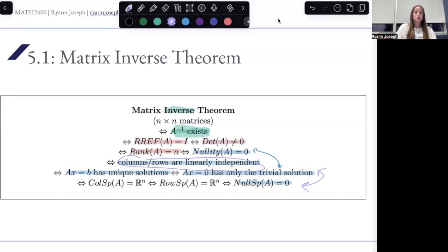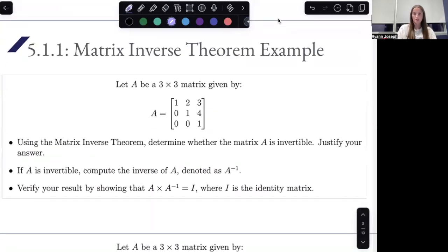So we'll do a few practice problems, but there's not really much practice that can be done with this besides just solving for rank and everything. So here's an example.